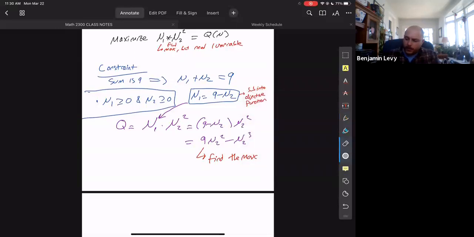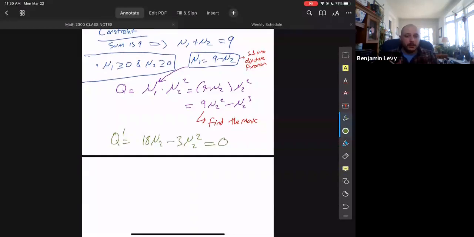All right, Q prime, nice easy power rule. It's just going to be 18n2 minus 3n2 squared. We want that to be 0 because we're trying to find the flat spots. It's a quadratic, so it's a little harder than the last one, but it's not too hard. You can use the quadratic formula if you really want to, or we can just factor out a 3n2. And then it becomes something that's not too bad. Right, we get 0 from this one. Or we get 6 from this one.